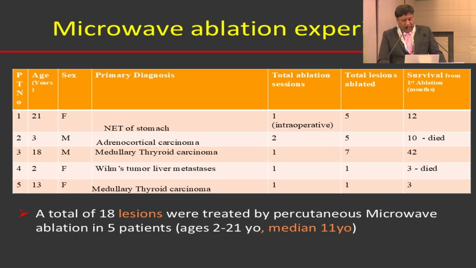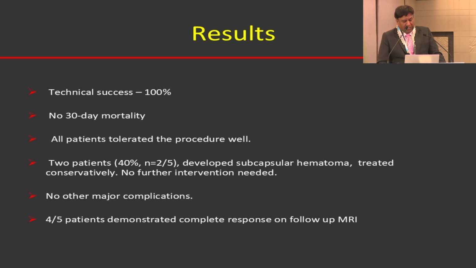We did a total of 18 lesions with microwave ablation therapy in 5 patients, median age of 11 years. All patients tolerated the procedures well. Again, it's a small study, it's a pediatric world, but 5 patients, 18 sessions is not bad. 40%, like 2 out of 5 patients, developed subcapsular hematoma. It was treated conservatively. No further intervention was needed. No other major complication. 4 out of 5 patients demonstrated complete response on follow-up MRIs.